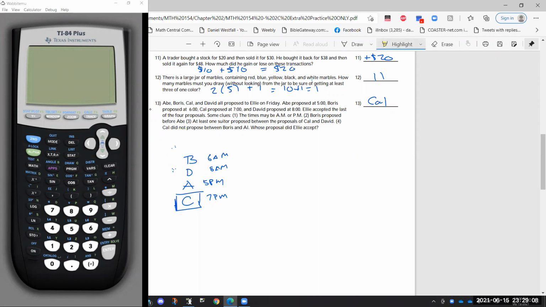The main thing that matters though here is that C, Cal, is the last one to propose to her, and it says that she accepted the last of the 4 proposals. So that's Cal. And we had that figured out before we even placed everybody.